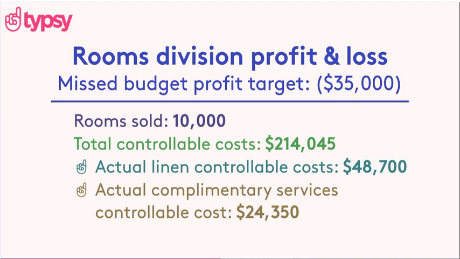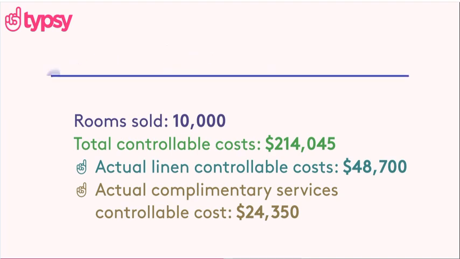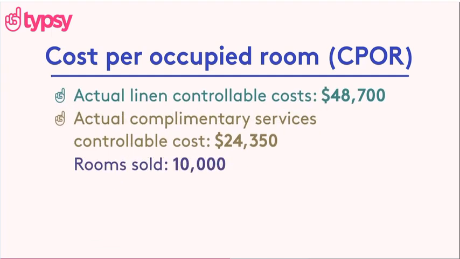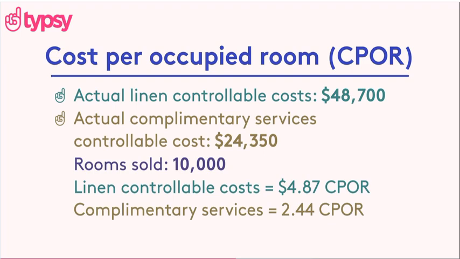To reduce cost, we need to start by finding out the cost per occupied room, or CPOR. So you will divide each of these key costs by the number of rooms sold. That gives us $4.87 for linen laundry and $2.44 for complimentary services. Now, how would you reduce these costs? One option would be finding new suppliers that offer a cheaper price with similar quality, or buying in bulk. You could also find alternative complimentary services that reduce your overall costs.